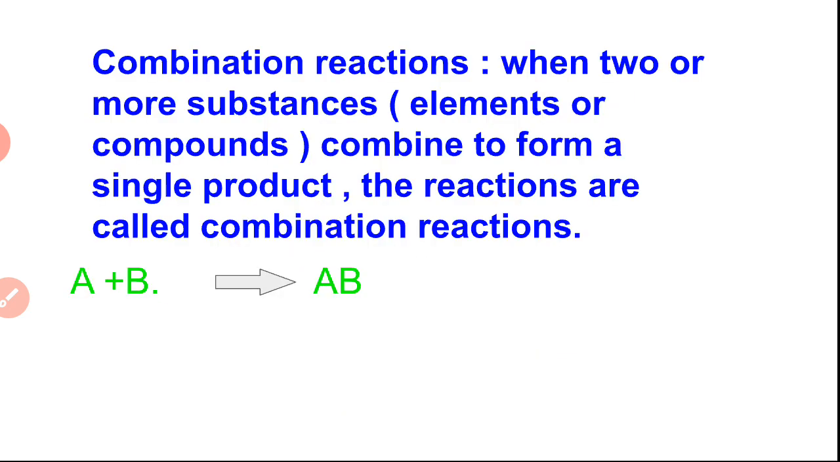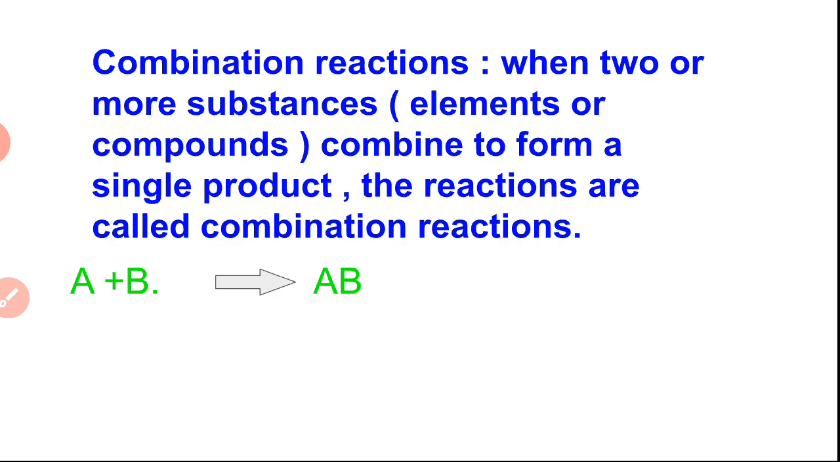First is combination reactions. When two or more substances, which can be elements or compounds, combine to form a single product, the reactions are known as combination reactions. Let us suppose there are two reactants, A and B. They both combine and form a single product AB. Then we can say that a combination reaction has taken place.